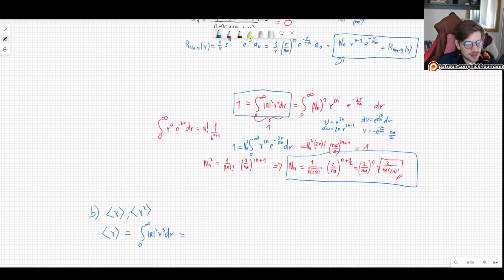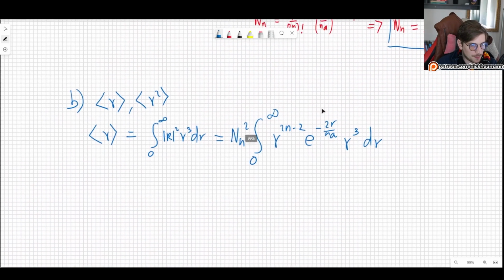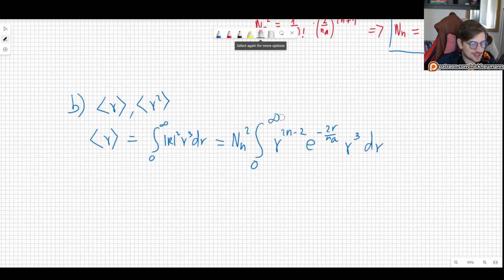So we can just take the normalization constant out of the integral. So that's n squared. We integrate from 0 to infinity. And then we have r to the 2n minus 2, e to the minus 2r over na. And then keep in mind, we still have these r's right there. So we have r cubed dr. So what we end up with, we have to now add the exponents for the r. So 2n minus 2 plus 3. So simply 2n plus 1.